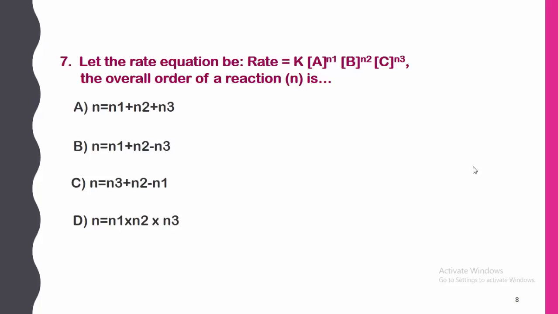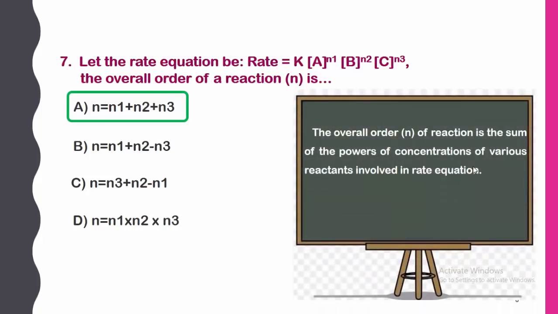Very simple, this depends on the definition of order of a reaction. We already studied the definition of order of reaction. The correct answer of this question is N equal to N1 plus N2 plus N3, which is option A. So how? The question depends on us defining the order of a reaction. The overall order of a reaction is the sum of the powers of the concentrations of various reactants involved in a rate equation. Very simple.